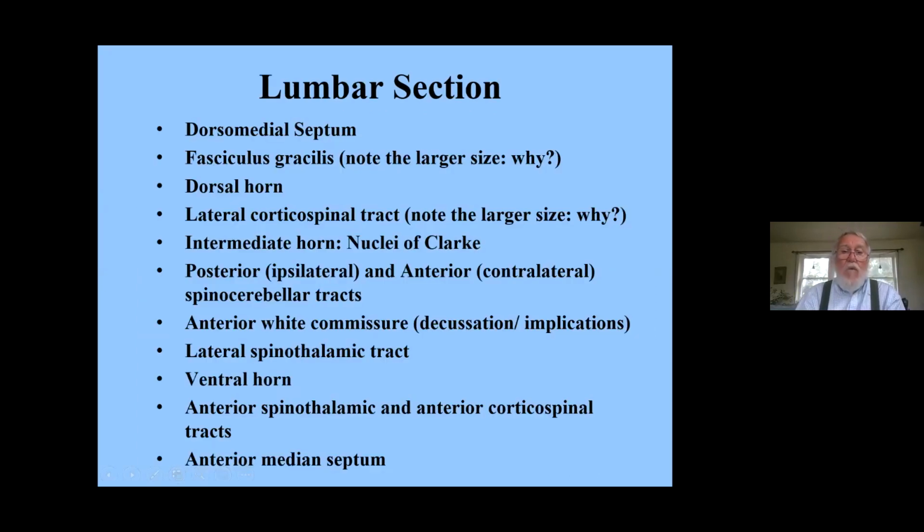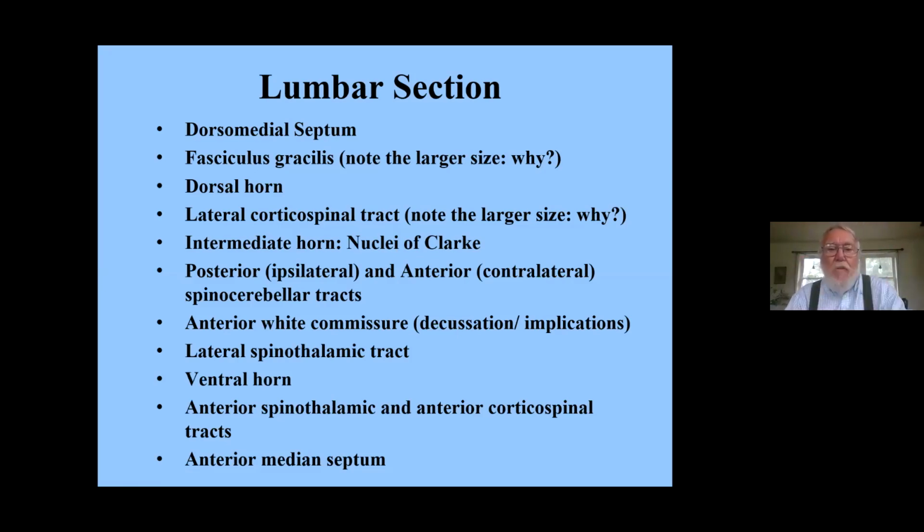So there is a sacral slide. So now we look at the lumbar section, and we're going to see, again, the dorsal medial septum. We're going to see a larger fasciculus gracilis. I hope by now you know that. It's because the fibers that were already there are ascending or adding. Then we have the dorsal horn. We have a larger lateral corticospinal tract. Why? Because all of a sudden, there's that many more fibers that have to still go down to the sacral cord, but the lumbar cord is enormous in terms of motor efference.